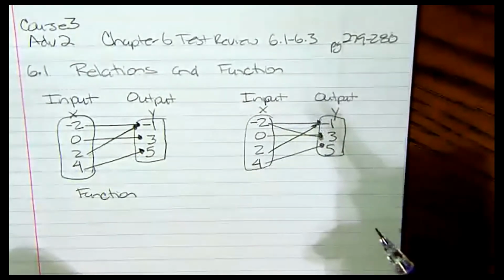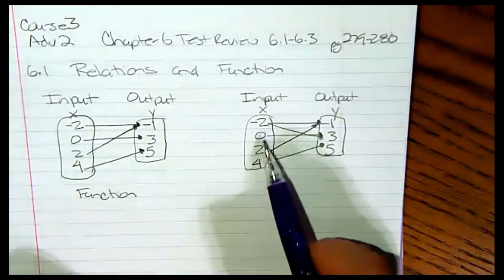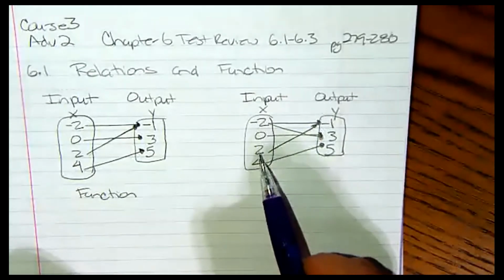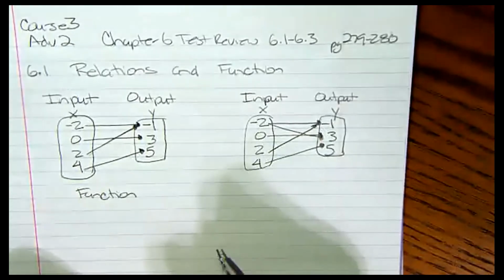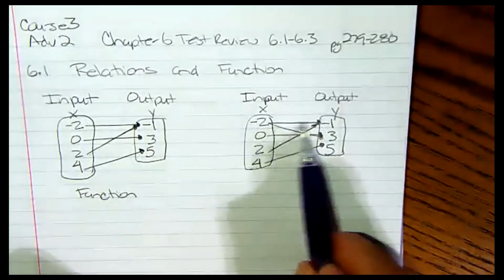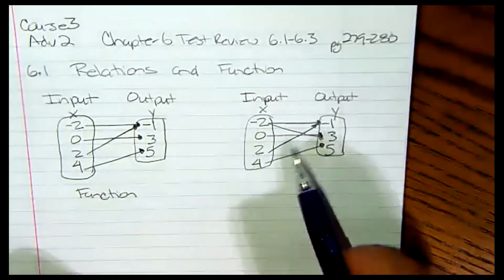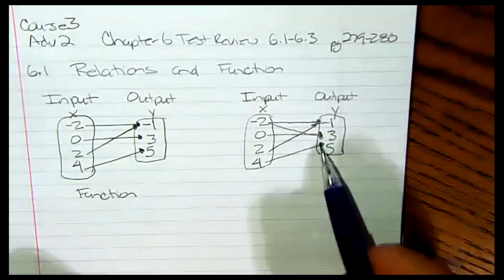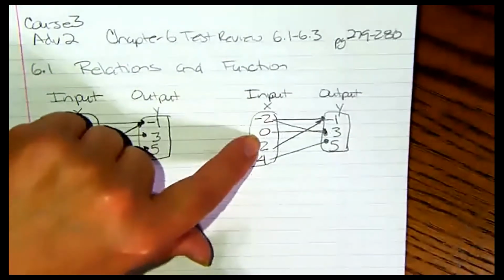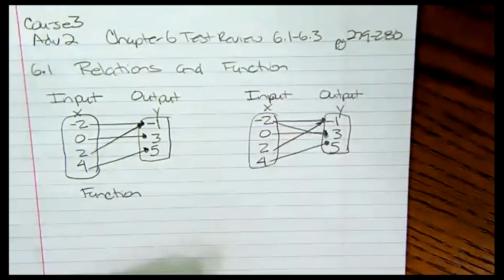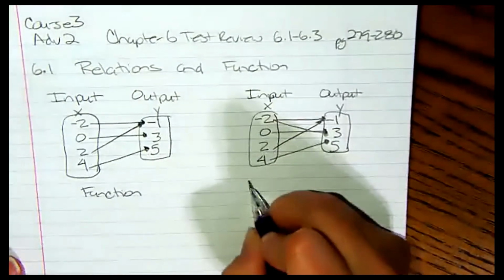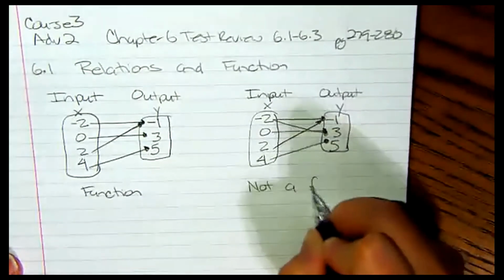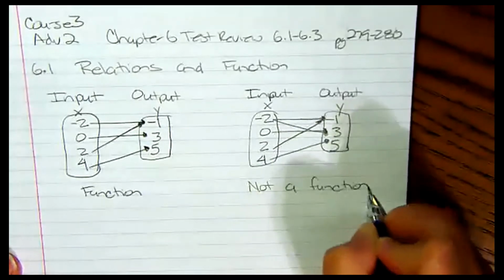And a good way of checking that is we have 4 inputs, 1, 2, 3, 4, but we have 5 arrows, 1, 2, 3, 4, 5 arrows. 4 inputs, but 5 arrows. Therefore, this is not a function.